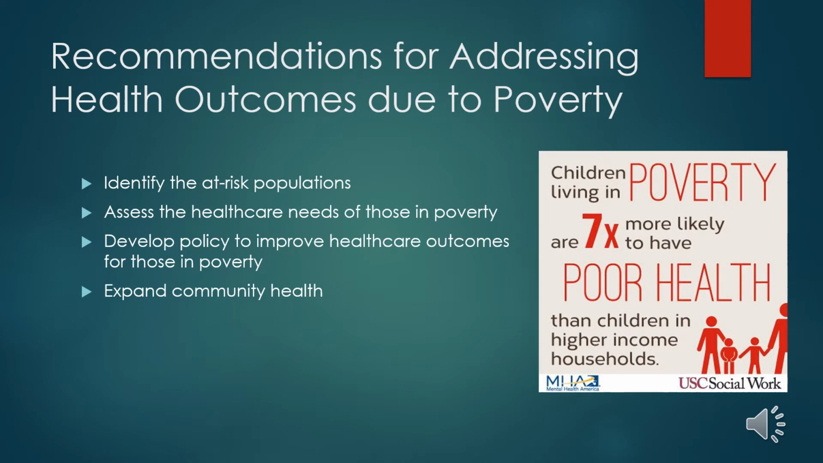Our recommendations for addressing the health outcomes due to poverty are fourfold. First, we must identify the at-risk population. Second, we will assess the healthcare needs of those in poverty. Third, we will develop policy to improve their healthcare outcomes. Lastly, it's important to expand community health.